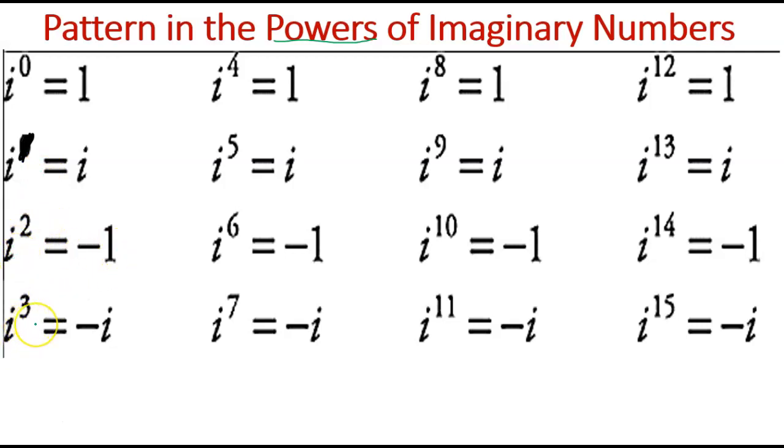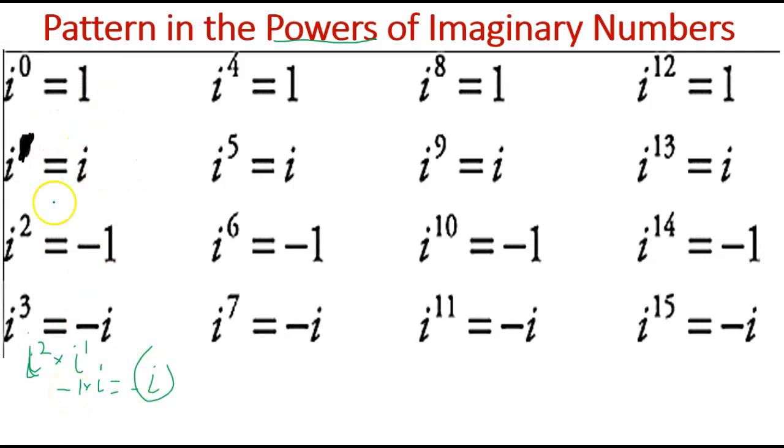And so i to the third power is going to be the same thing as i squared times i to the 1, because when you multiply two powers of the same base, you can add their exponents. So these two will be equivalent to i to the third power. And we already know i squared is negative 1, and i to the power 1 is i. So i times negative 1 becomes negative i. So that's how this comes about.